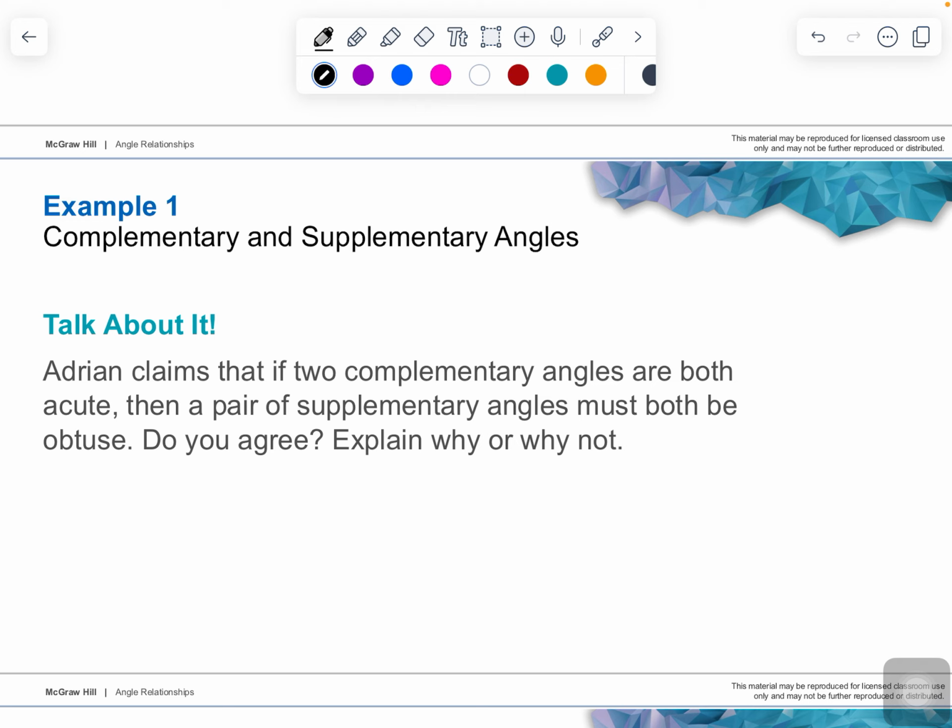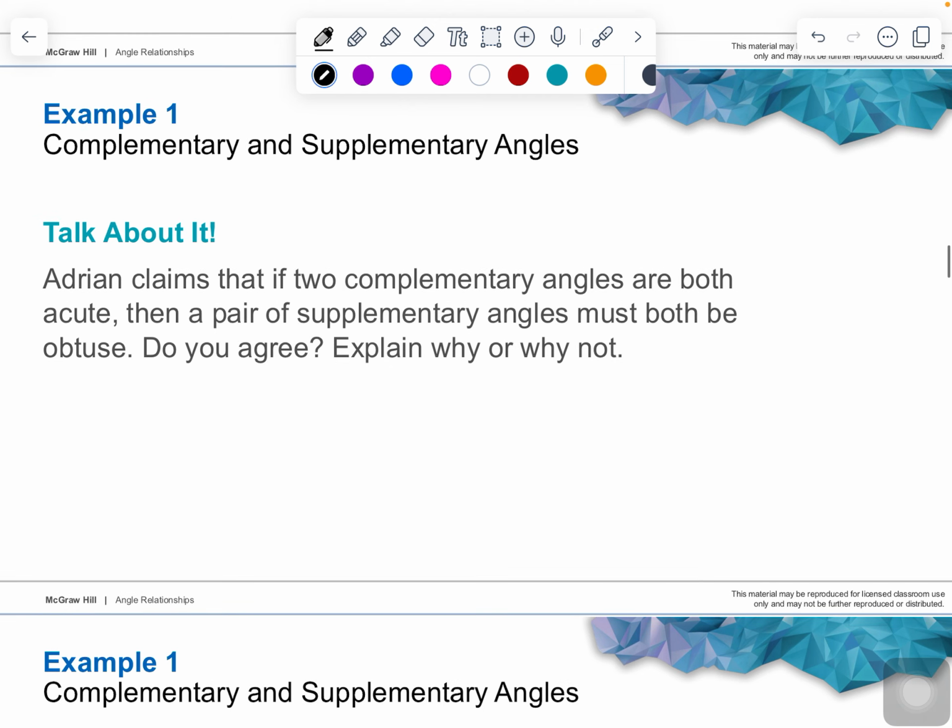Now let's think about this one. Adrian claims that if two complementary angles are both acute, then a pair of supplementary angles must both be obtuse. Do you agree? Explain why or why not. Think that over. Pause and think it through. I love that question. I hope you decided that it's not true. I hope you can explain why.